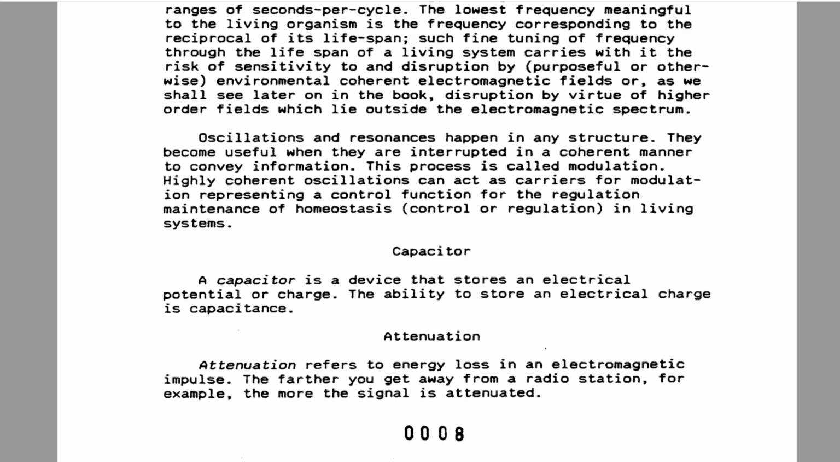Capacitor. A capacitor is a device that stores an electrical potential or charge. This ability to store an electrical charge is capacitance. Attenuation. Attenuation refers to energy loss in an electromagnetic impulse. The further you get away from a radio station, for example, the more the signal is attenuated.